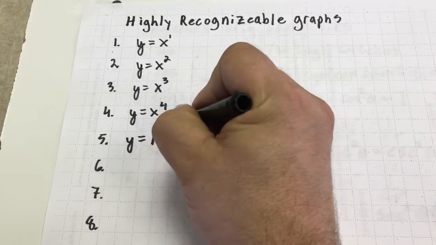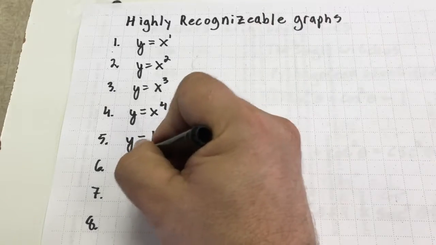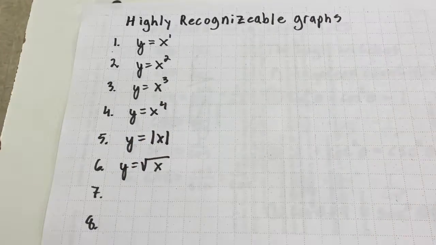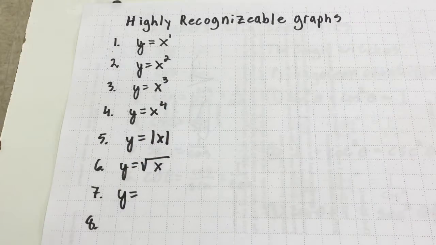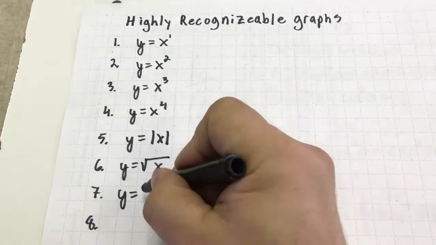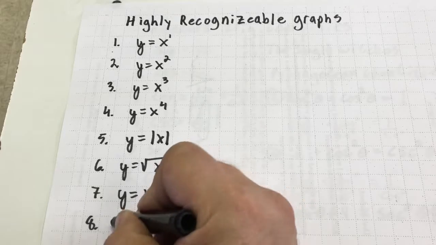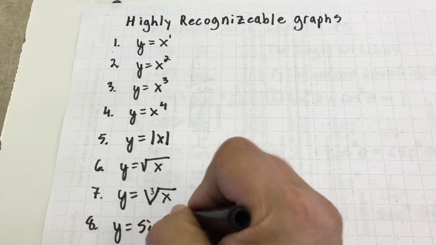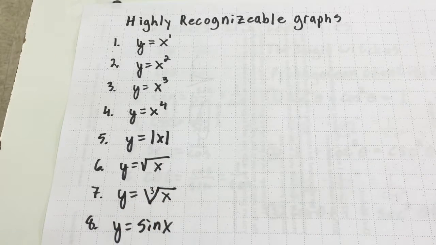Y equals absolute value of x, y equals the square root of x. And now this one's sort of a little different than that. It's a cube root. Y equals cube root of x. And last I'm going to do a trig function, y equals sine of x. So these graphs are considered highly recognizable. In other words, you should be able to know what they look like just at first glance.